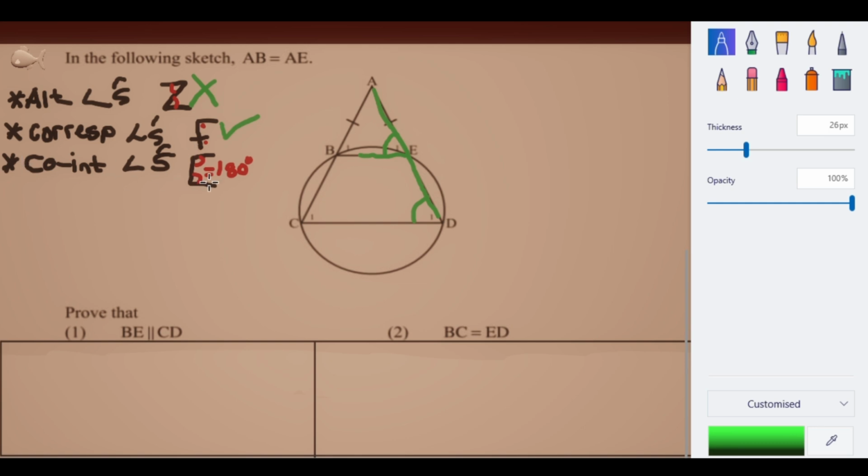How about the co-interior angles? I have said that they will only work if you are given the center. In most cases, if you're given the center, remember the center brings about the 90 degrees, the radius perpendicular to the tangent. It also brings the theorem of angles in the semicircle. So here it won't work. We are left with the second choice. The second choice must work. Let's look at that second choice.